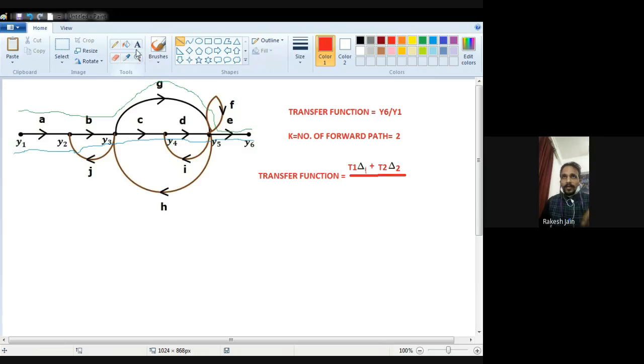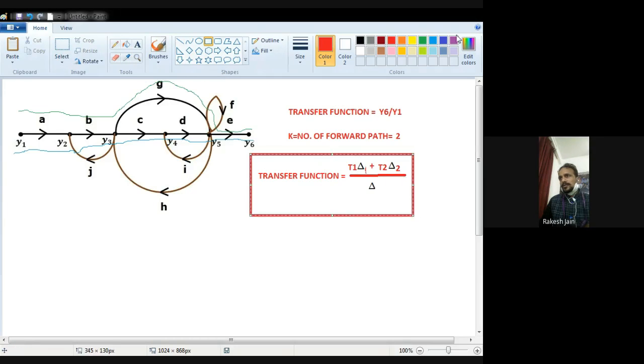Once we find out the formula related to a particular numerical of signal flow graph, it will be very easy for us to find out the complete solution on del. Okay, so now for this question, your modified formula for the transfer function of this system is this one. So we have to find out what is T1, what is T2, what is del 1, what is del 2, and what is del.